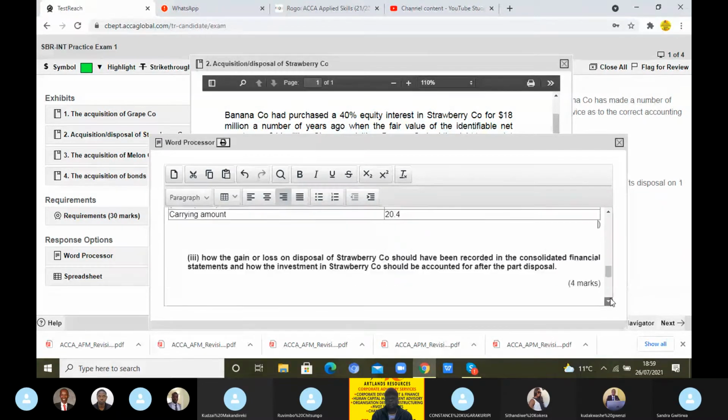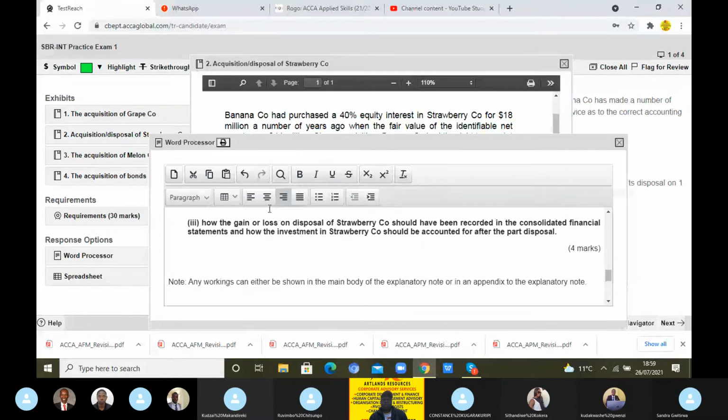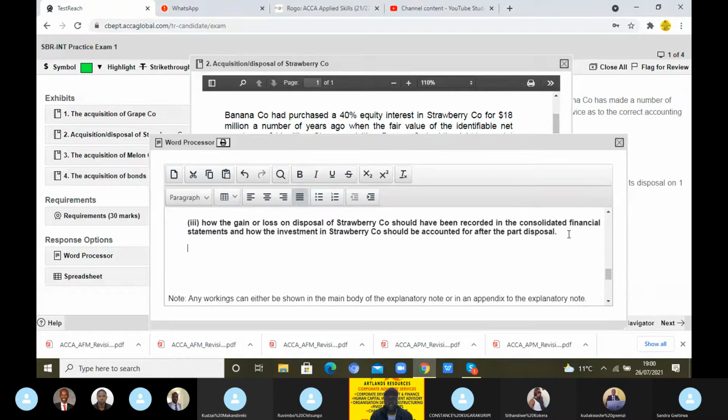So next, show how gain or loss on disposal of Strawberry should be recorded. If you dispose of an associate, the gain or loss is recorded in profit or loss. That's the best way of putting it. Remember, it's an explanatory note to directors. So you say, okay, so let me write.